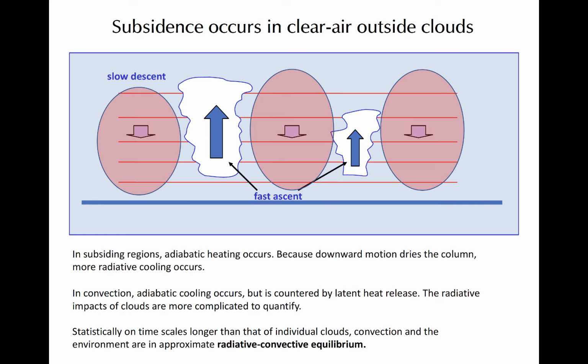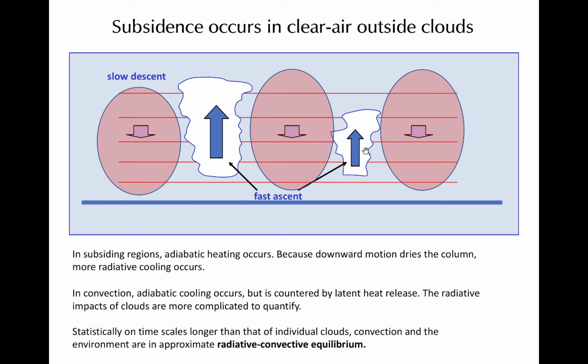In the regions of descent, the atmosphere warms adiabatically, and it becomes slowly drier through vertical advection. As an atmospheric column dries, it becomes more transparent to terrestrial radiation emitted from below. Emission of long-wave radiation to space causes cooling of the atmosphere. Drying the atmosphere increases the radiative cooling that happens in the troposphere because fewer absorption interactions occur.